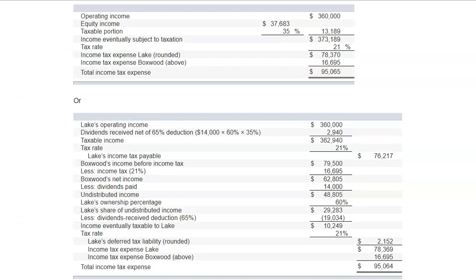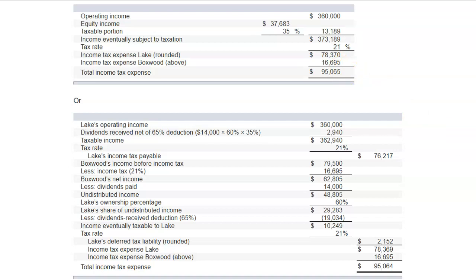Okay, so here you can see the logic. There's a couple ways to get to the $95,065. You can take the $360,000, then take the equity income times the taxable portion, which is 35%. And from there, you add that to the operating income to come up with income that's eventually going to be subject to taxation. Tax rate's 21%. So we come up with income tax expense to Lake of $78,370, and the income tax to Boxwood is $16,695. So the total income tax expense is $95,065.